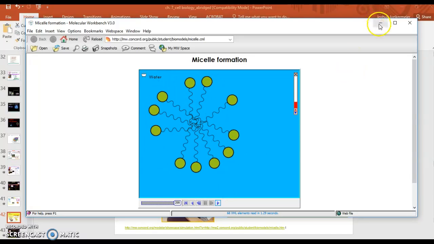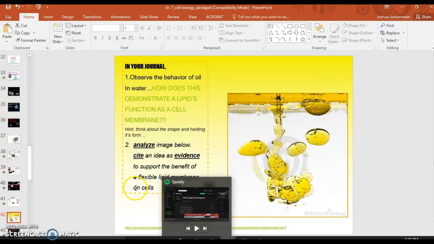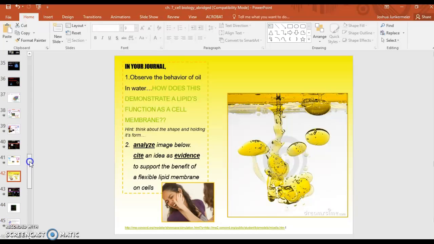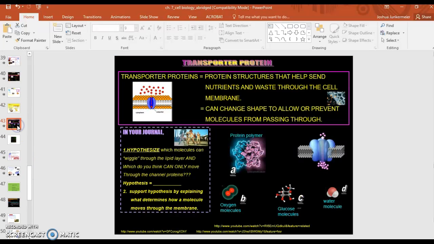Alright, let's move back to the slides. It says number 2, analyze image below, cite an idea as evidence to support the benefit of having a flexible lipid membrane on cells. So why is it good that we have flexible cell membranes made of lipids rather than something super hard if someone does something like this? Make a hypothesis for number 2. Good luck. Let's look at slide 43.